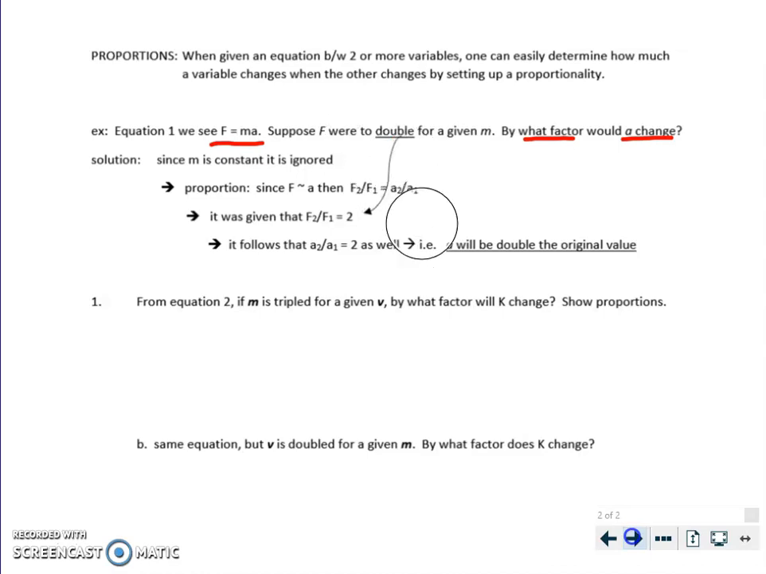First of all, I need an equation. So we're relating F to a for a given m, so I need an equation with all three of those in them, and that's, of course, F is equal to ma. I want to know how things are going to change, so I'm going to have a new F. I'm going to call it F2. So I'm basically looking for the ratio.